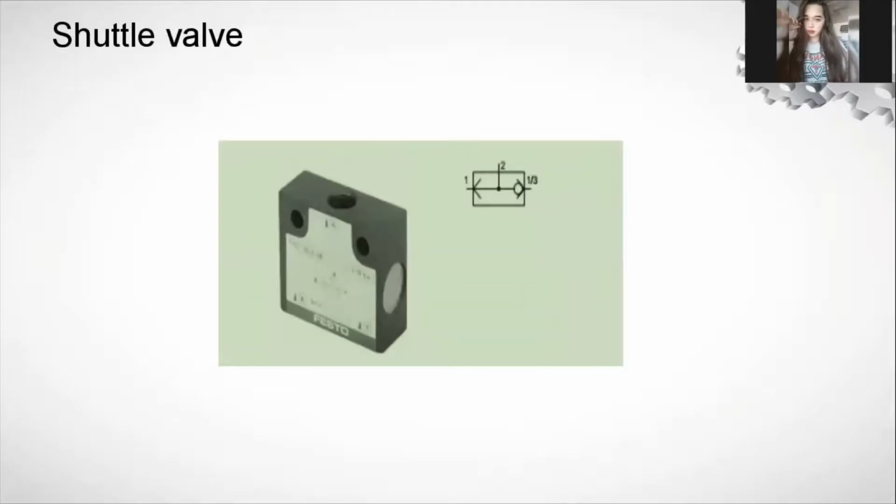Shuttle valve. It's like a tube with three openings, one on each end and one in the middle. A ball or a blocking valve element moves freely within the tube. When pressure from a fluid is exerted through an opening on one end, it pushes the ball towards the opposite end.